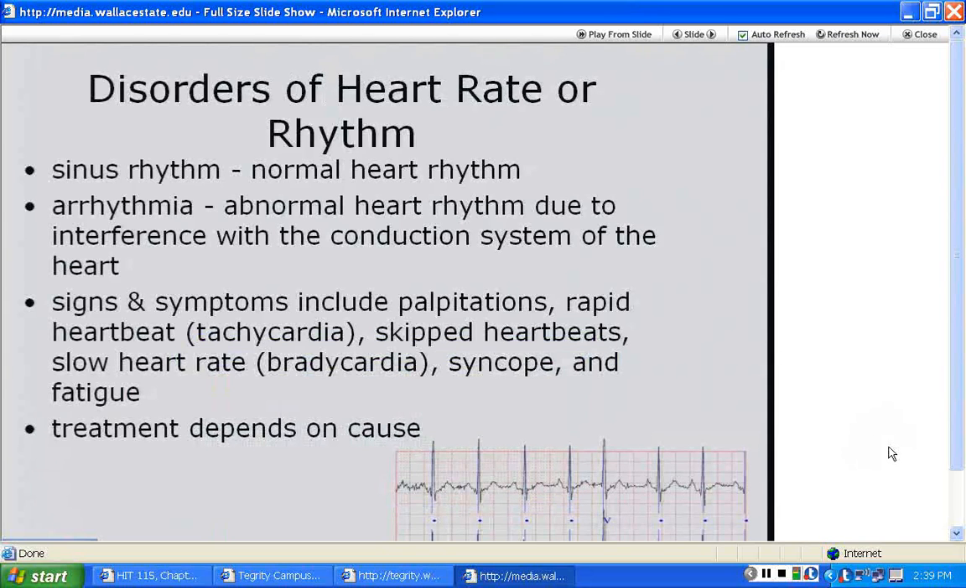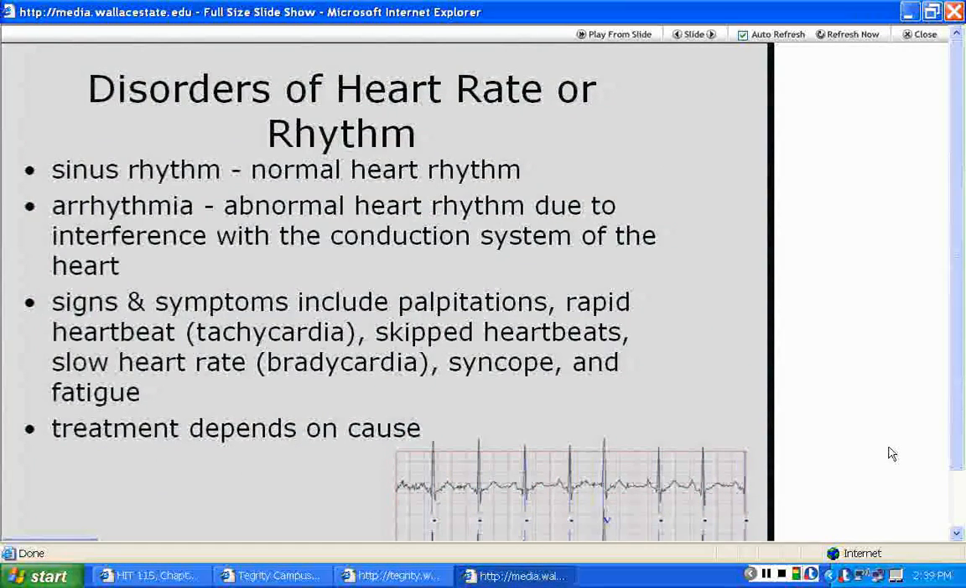Disorders of heart rate or rhythm. Okay, I want to show you the term arrhythmia first of all. Arrhythmia means without heart rhythm. There's another term for that, which is dysrhythmia, abnormal heart rhythm. Disorders of heart rhythm. What is normal, completely normal heart rhythm, is sinus rhythm. And you want your heart to be in sinus rhythm. That is the normal rhythm.